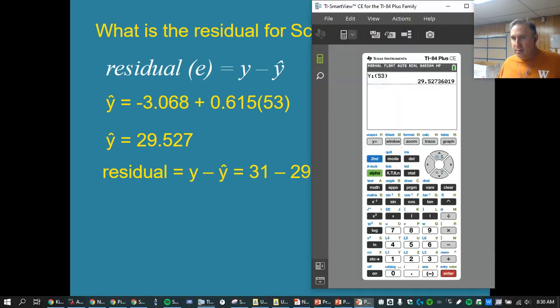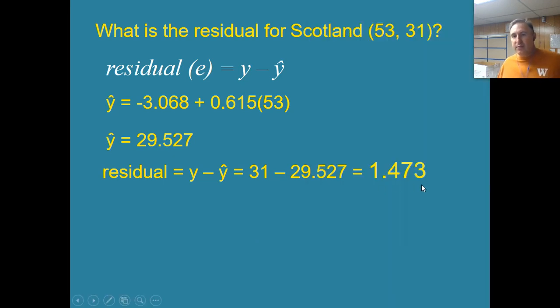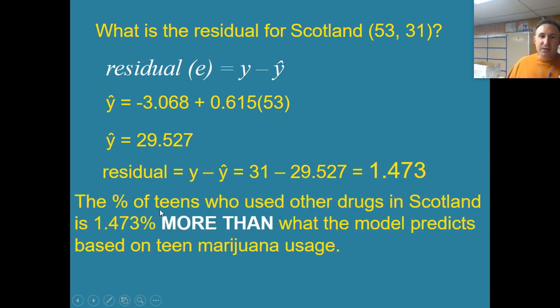Now, when we look at the graph, we can see that that point is above the line there, right? We're a little bit above, 1.473% more than what we predicted. So the percent of teens who used other drugs in Scotland is 1.473% more than, we're interpreting the residual here, what the model predicts based on teen marijuana use, based on the X value.